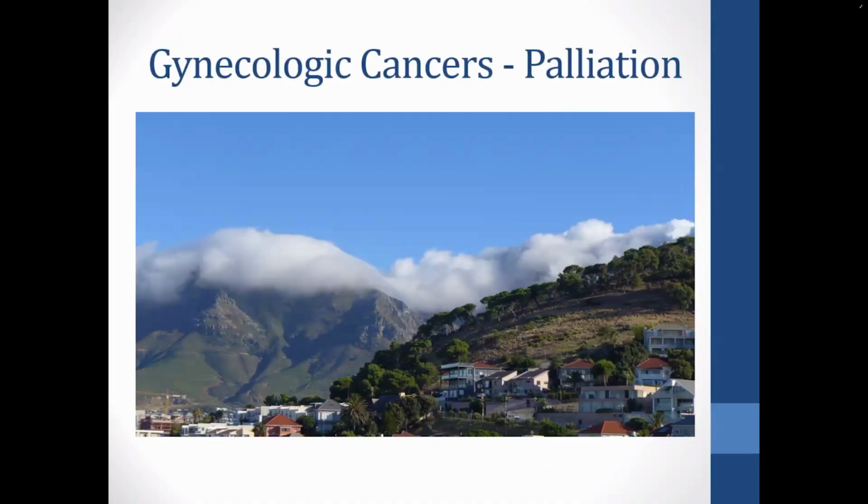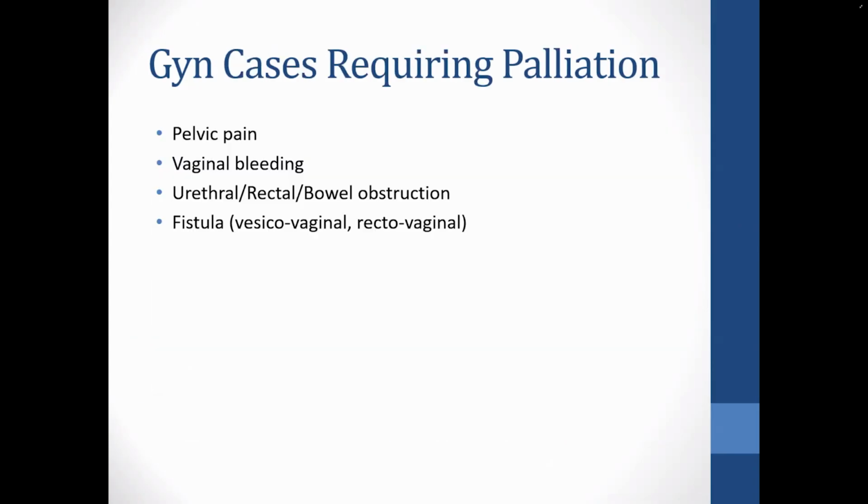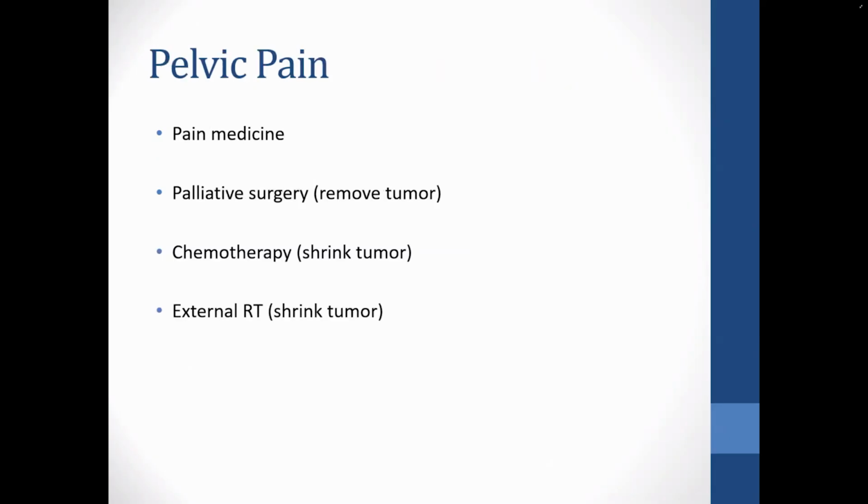Next, I will discuss the palliative treatment options for gynecologic cancers in general. The cases that may require palliation in gynecologic cancer include pelvic pain, vaginal bleeding, urethral, rectal, or bowel obstruction, or fistulas such as vesicovaginal or rectovaginal fistula. Pelvic pain can be managed with pain medicine, occasionally palliative surgery where the painful tumor is removed. Chemotherapy or radiation may be used to shrink tumor to alleviate pain.